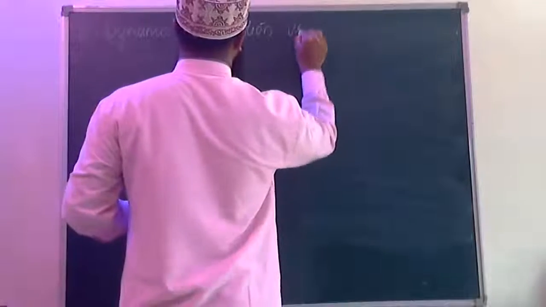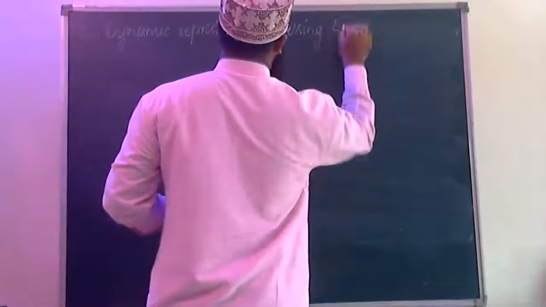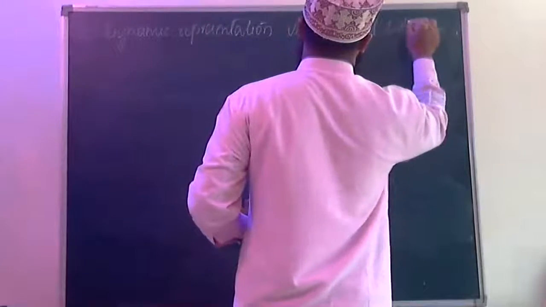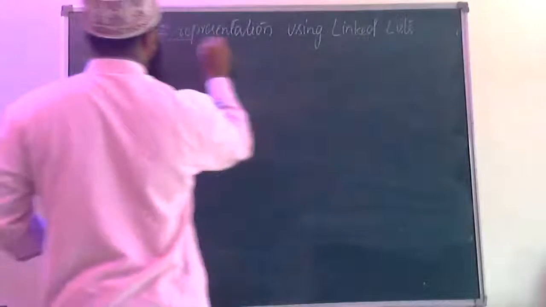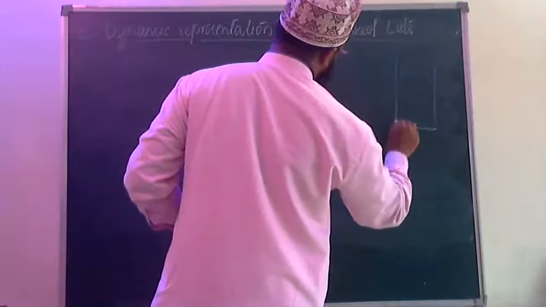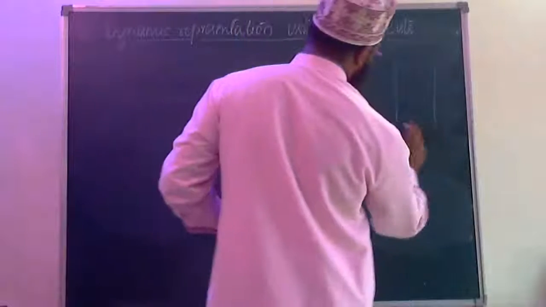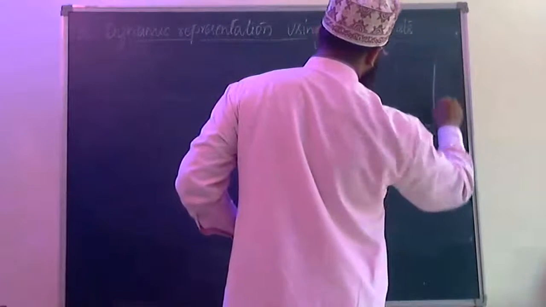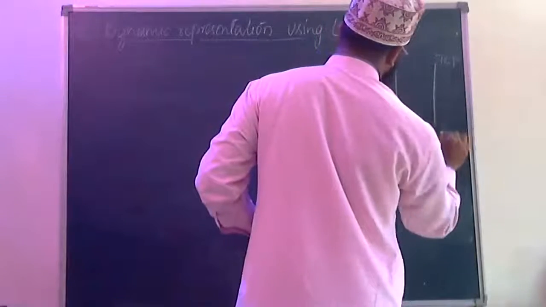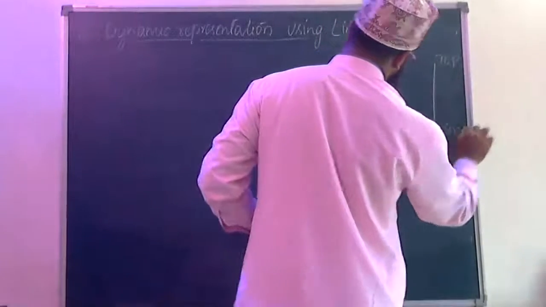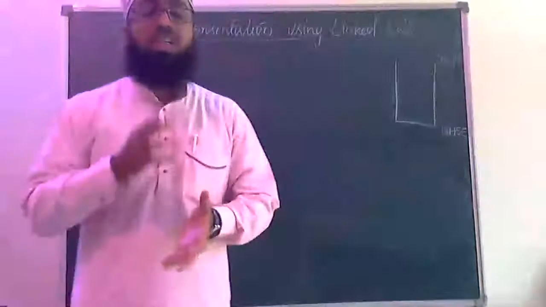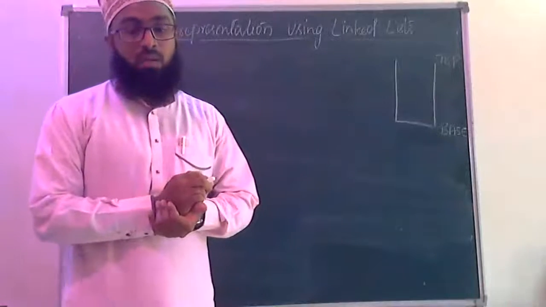Dynamic representation using a linked list. Okay, this is a stack, and this is top, and this is base. For what will we use the dynamic representation?